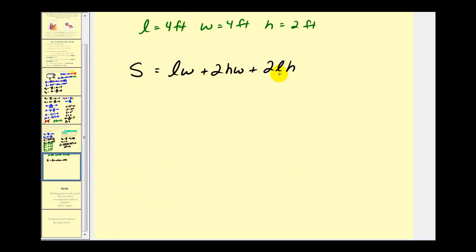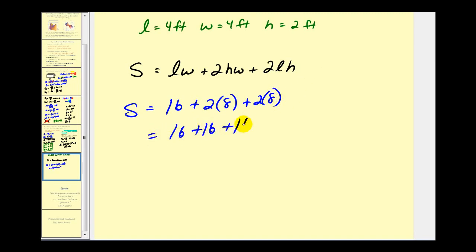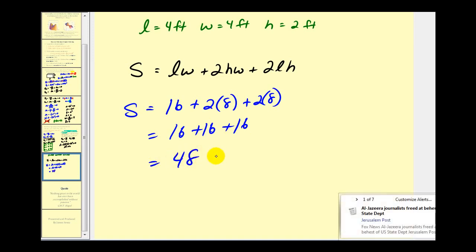So here's the formula that we had for the surface area of our box. Let's go ahead and just substitute in the values for L, W, and H. L times W would be 16 plus 2 times H times W would be 8 plus 2 times L times H would be 4 times 2. That's also 8. So we have 16 plus 16 plus 16. Of course, that's 48 square feet for surface area.